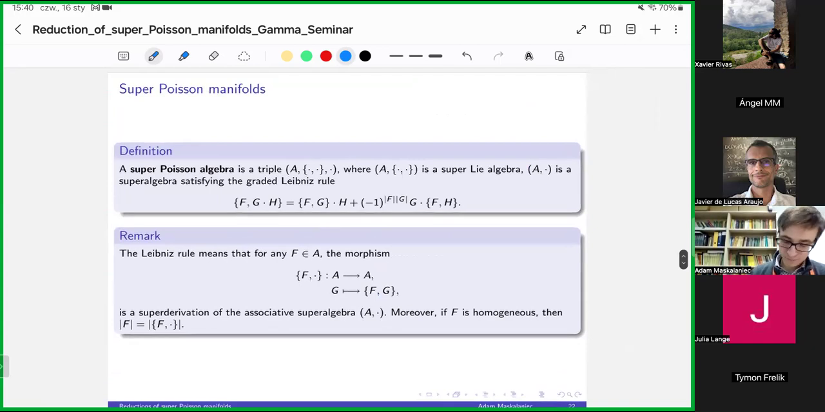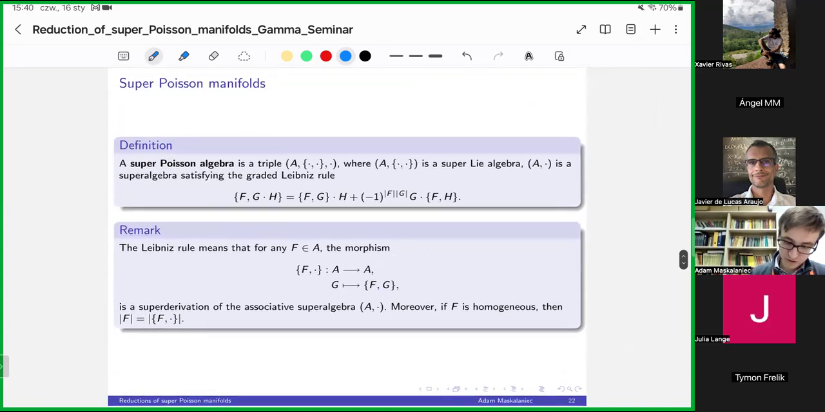Okay, so finally we move to this Poisson part. And again, we modify our algebraic structure by replacing the traditional ingredients of our definition of a Poisson algebra with their graded counterparts. So we replace the Poisson bracket with a super Lie bracket and the product with a graded product.